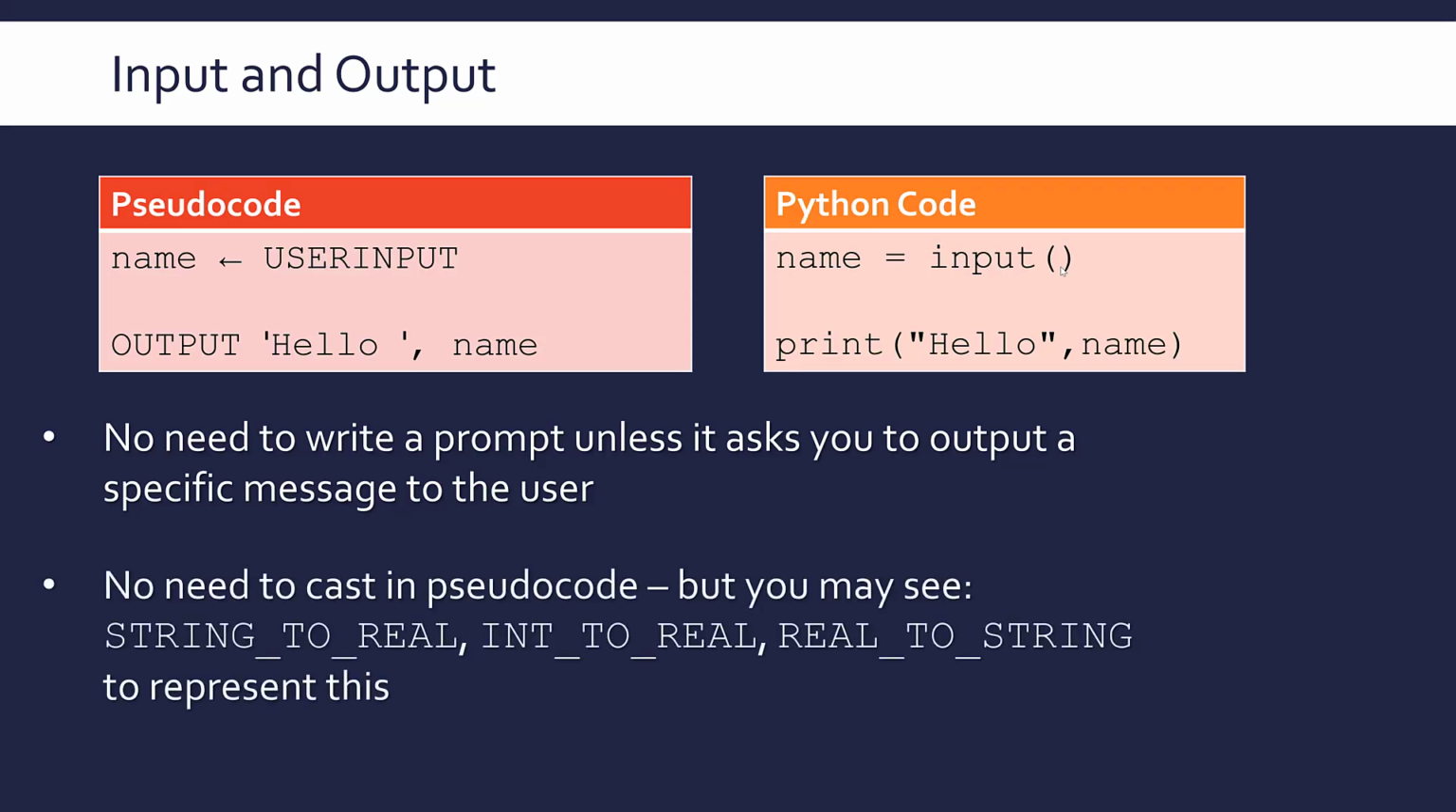And just another similar point, no real need to cast when you're writing pseudocode. Casting is where you are converting the data type. User input is a string by default, and so you might want to cast it to be a real, which is a decimal number, or an integer or something like that. But in pseudocode that's not important, although AQA might use these following function names to represent this. Not something to worry about, but if you see something like string to real, int to real, etc., that's just casting. It's converting the data type.